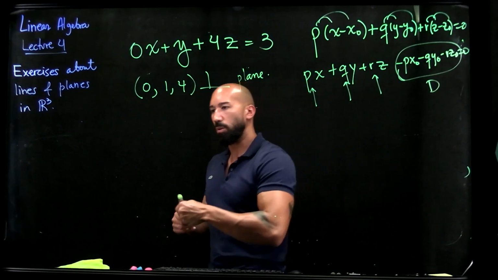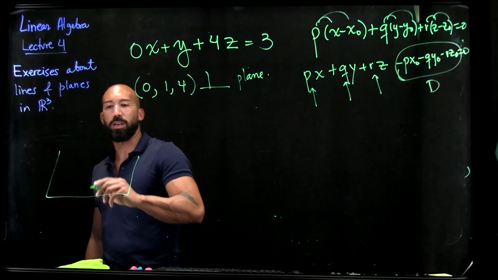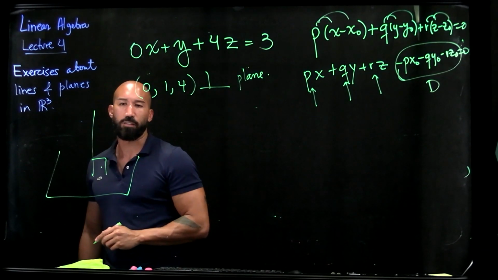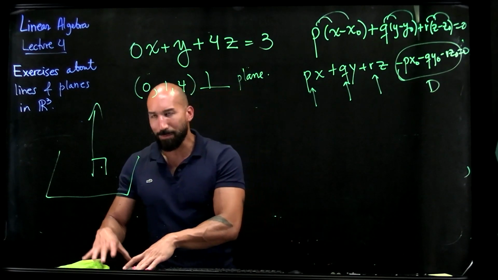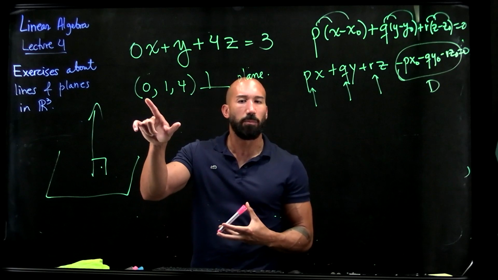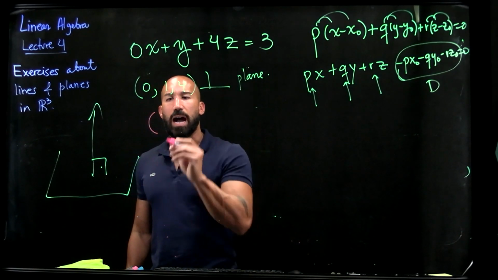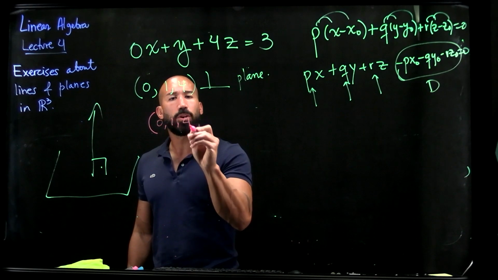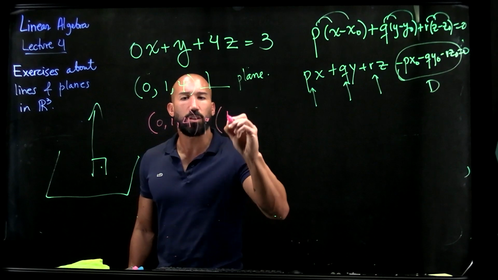But if what I have now is this, this is my plane, and I have a normal vector. All right? But look at this 0. This 0 is telling us something. What happens if I take the dot product of this vector with this one?